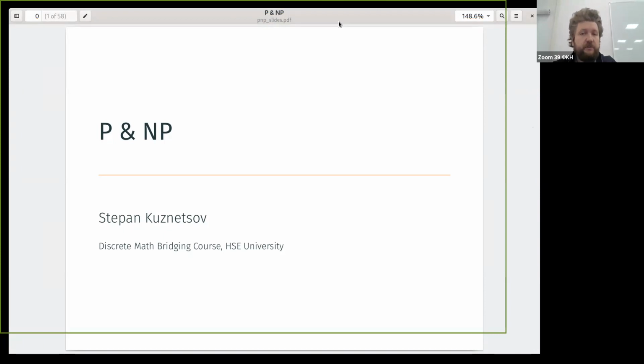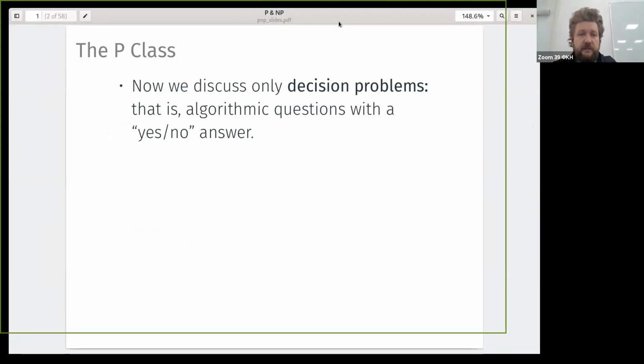And what we're going to start with is the good old polynomial class. Till the very end of this lecture, we discuss only decision problems. So these are algorithmic questions with a yes/no answer. We had good examples, like whether a formula is satisfiable, or whether a formula is a tautology, or whether a graph has a Hamiltonian cycle, or, for example, whether a graph is bipartite, that it includes two parts, two halves, and all the edges are only between them, and stuff like that.